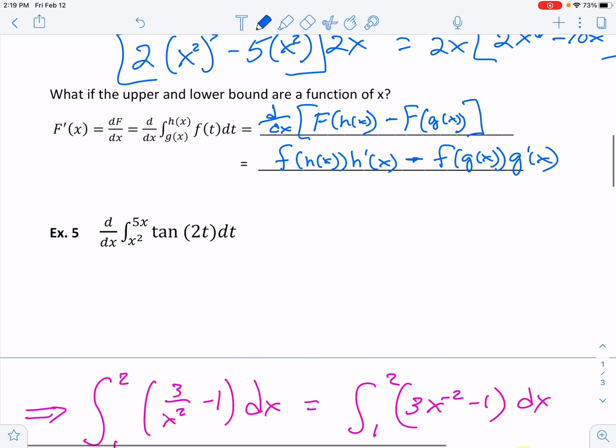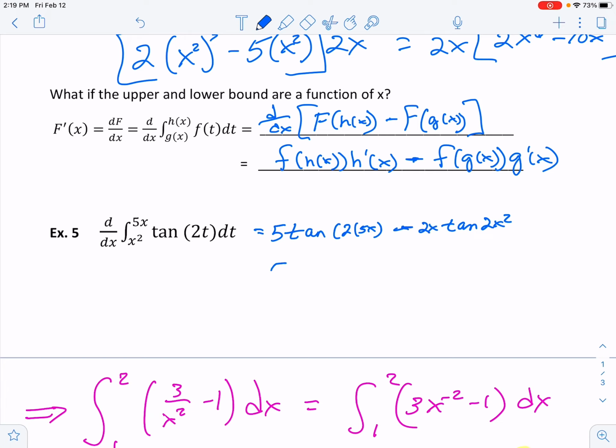So here's my function. You plug it in, you get the tangent of 2 times 5x, oh, hang on, that's messy. 2 times 5x times the derivative of that, which is 5, minus tangent of 2x squared times 2x. I just put it in the front, it's easier. So that's 5 tan 10x minus 2x times the tangent of 2x squared.